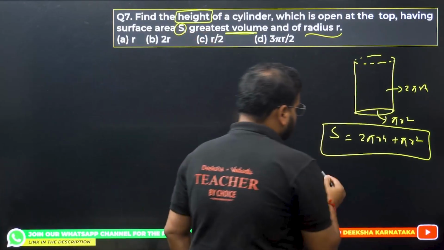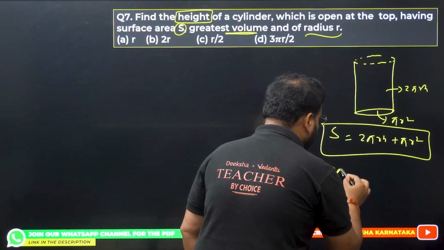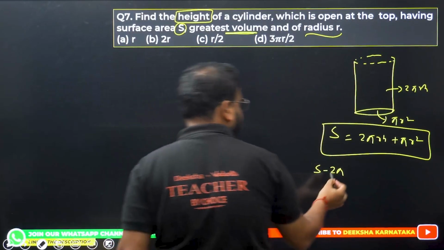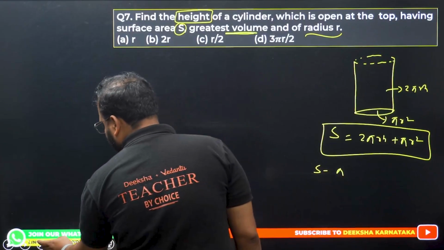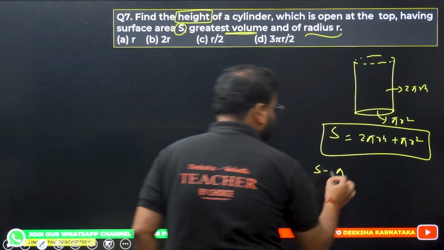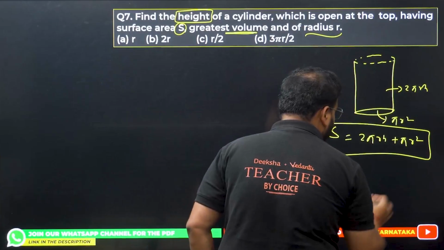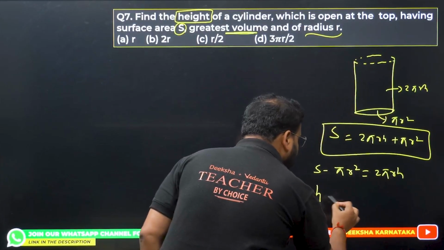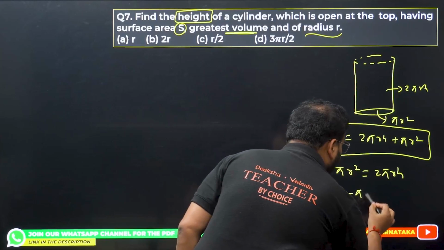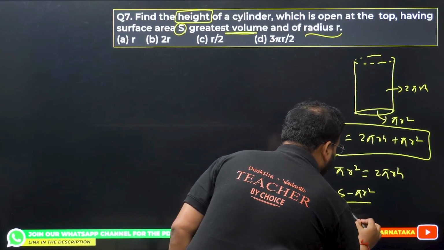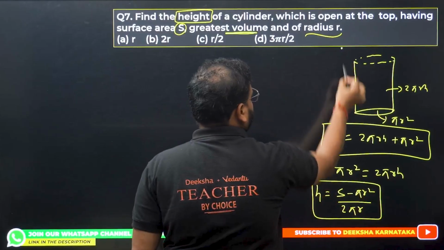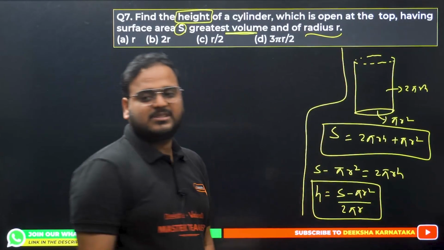We can get this. We'll have S minus 2 pi R square. Sorry. Not 2 pi. Pi r square. Bad habit. Its top is open, right? Yeah. So S minus pi r square equals 2 pi RH. So I get the value of H as S minus pi r square divided by 2 pi r. That's my height value. This much is clear. Next one.